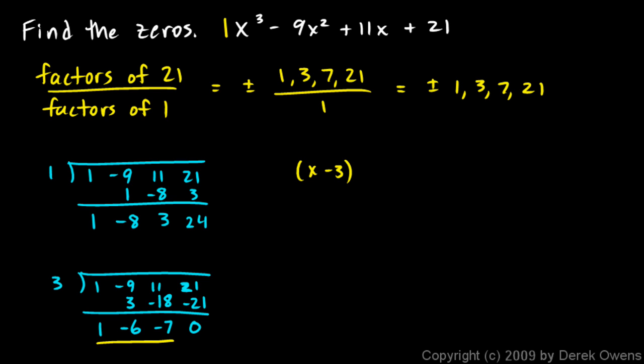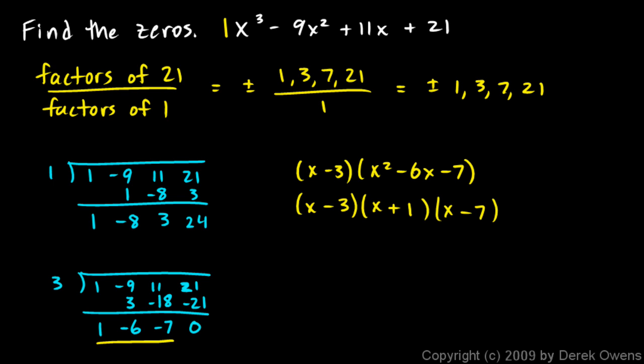And then x squared minus 6x minus 7 is the other factor. And this looks like it won't be too hard to factor. So x minus 3, and then let's see if we can factor this as x plus something, x minus something. And it looks like this will work with x plus 1 times x minus 7, and that does it.